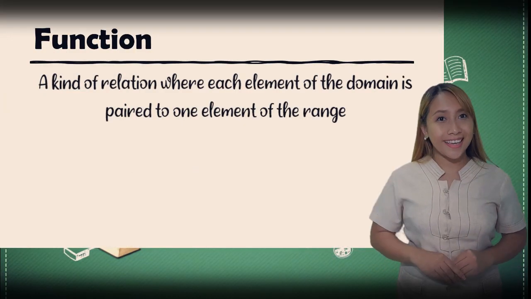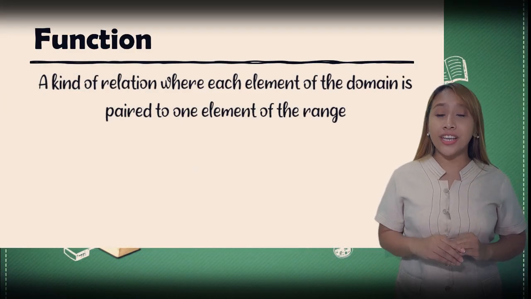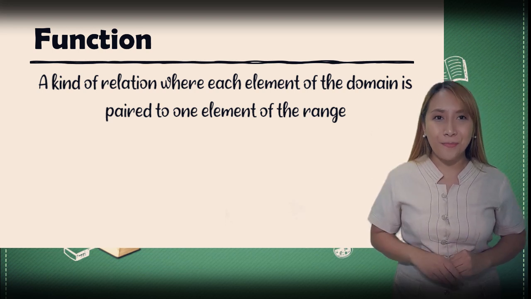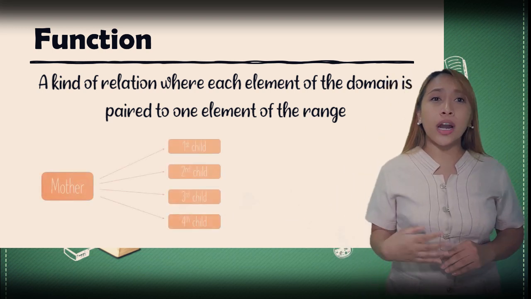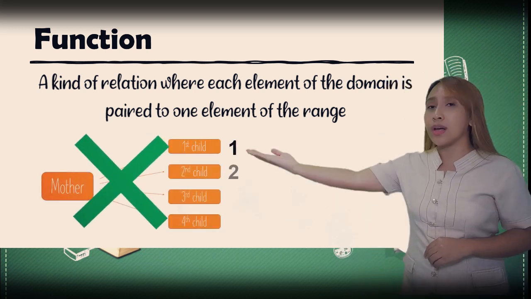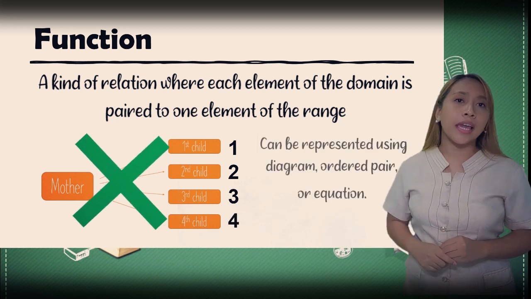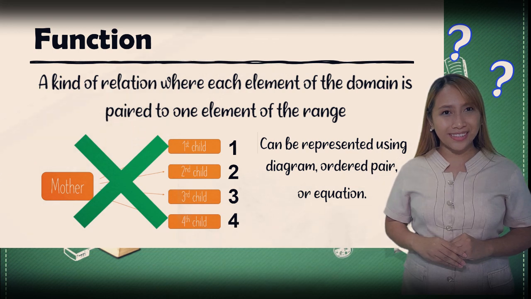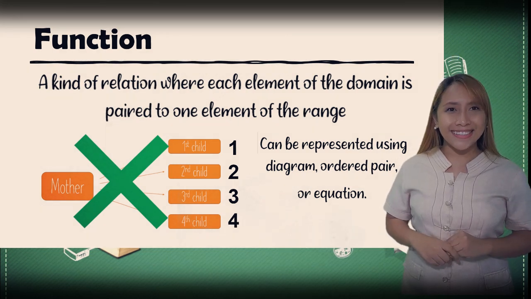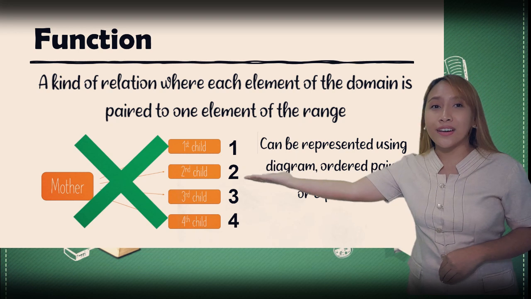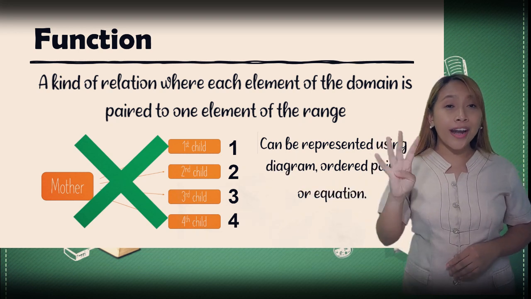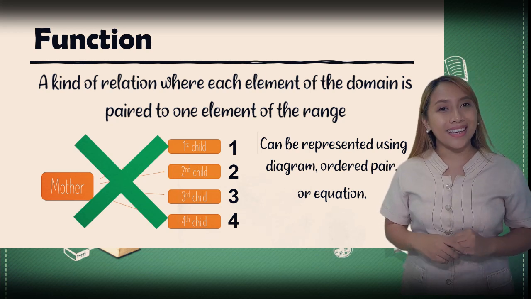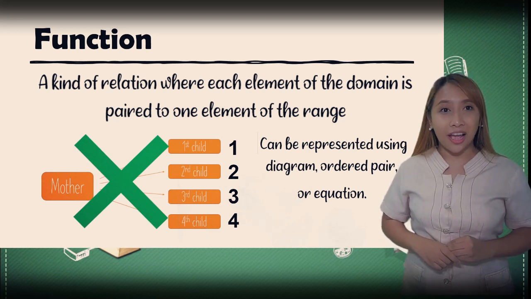A function is a kind of relation wherein each element of the domain is paired to exactly one element of the range. So our example earlier about the mother and her 4 children cannot be considered a function. Why do you think so? Yes, it's because the mother is paired to 4 elements of the range. So this makes it a relation, but not a function.